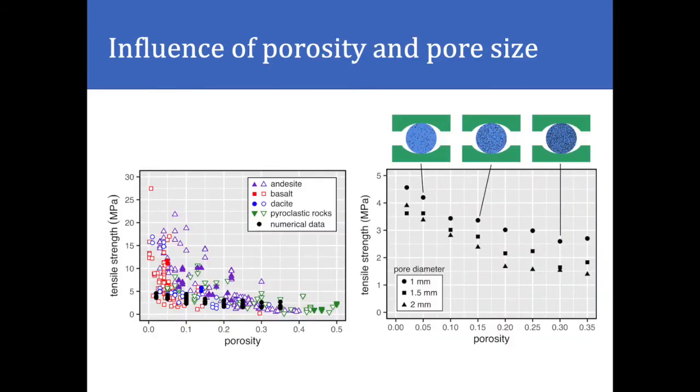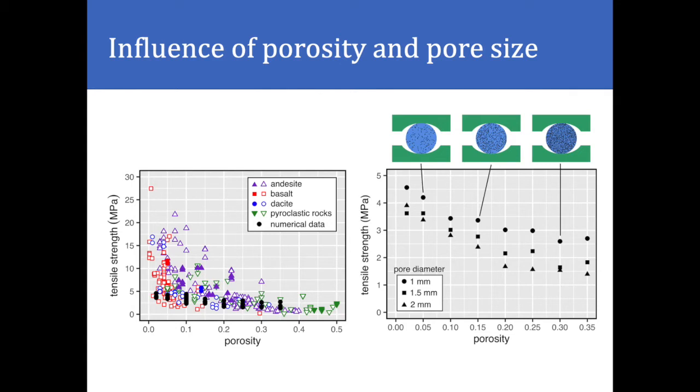We'll first look at the influence of porosity and pore size on tensile strength. The graph on the left shows the influence of porosity. Here, all the points are individual samples or model runs, and the symbols are color-coded based on rock type. We can see that tensile strength decreases as a function of increasing porosity, from about 30 megapascal at low porosity down to a couple of megapascal at porosities above about 40%. We can also see that the range in tensile strength for a given porosity can be quite high.